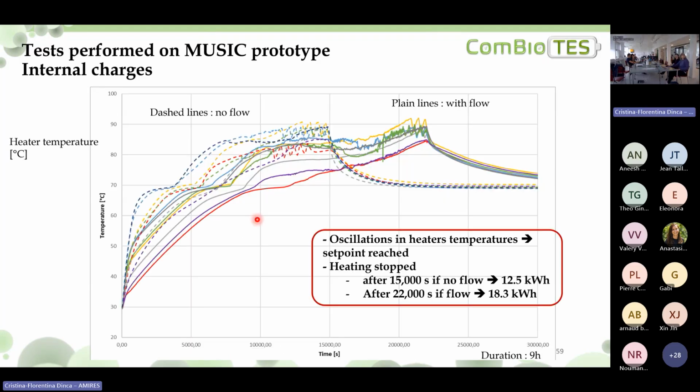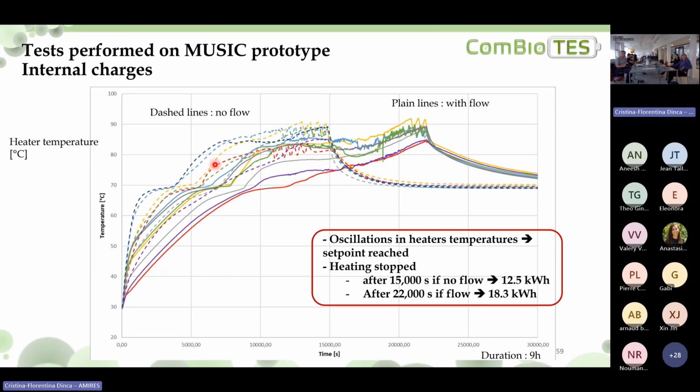So in dashed lines, you have the sensors when there is no flow, and in plain lines, you have the sensors with flow. And here is the temperature of the PCM near the heater, so it's the temperature that controls the heater. And you have 7 curves corresponding to the 7 heaters as a function of time, and the total duration here is 9 hours.